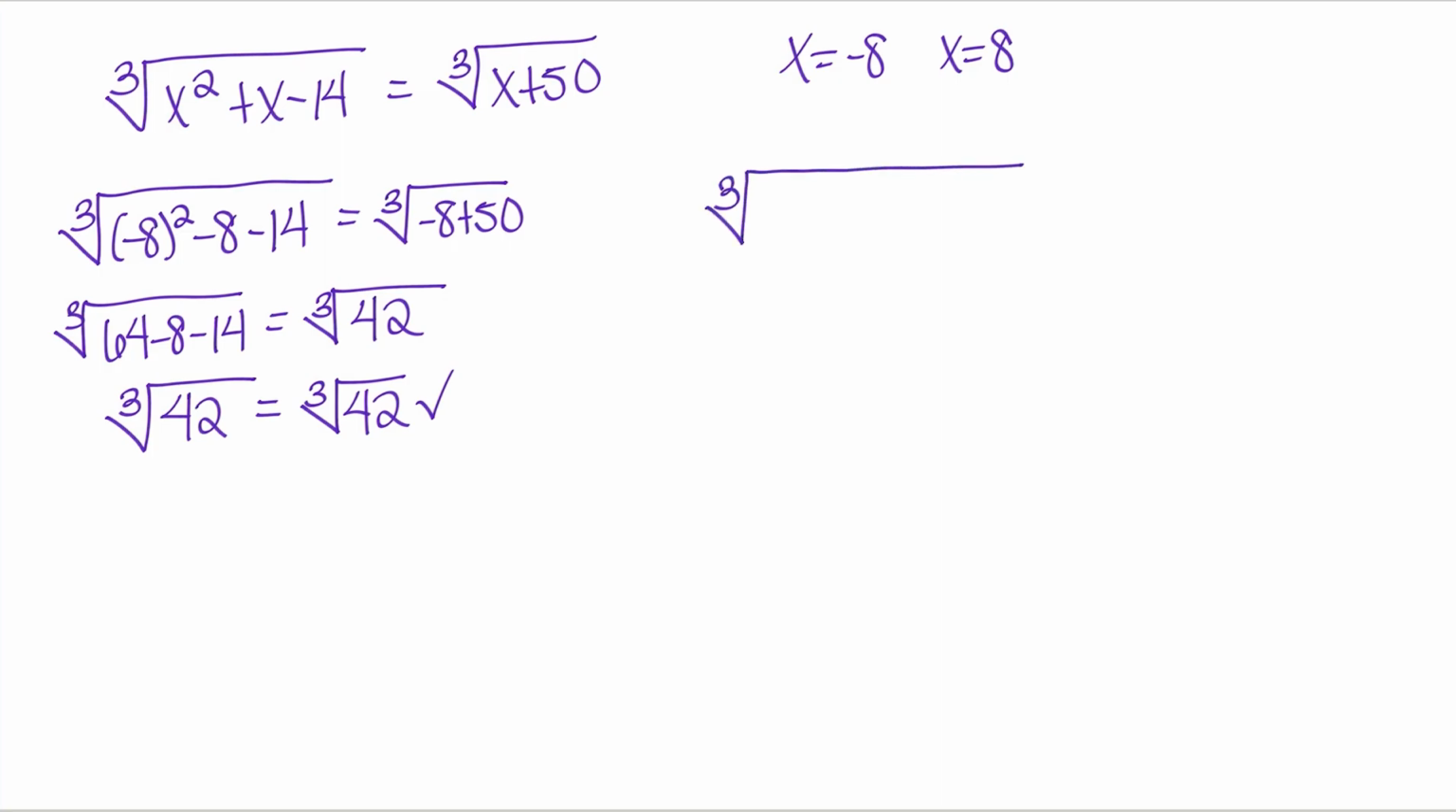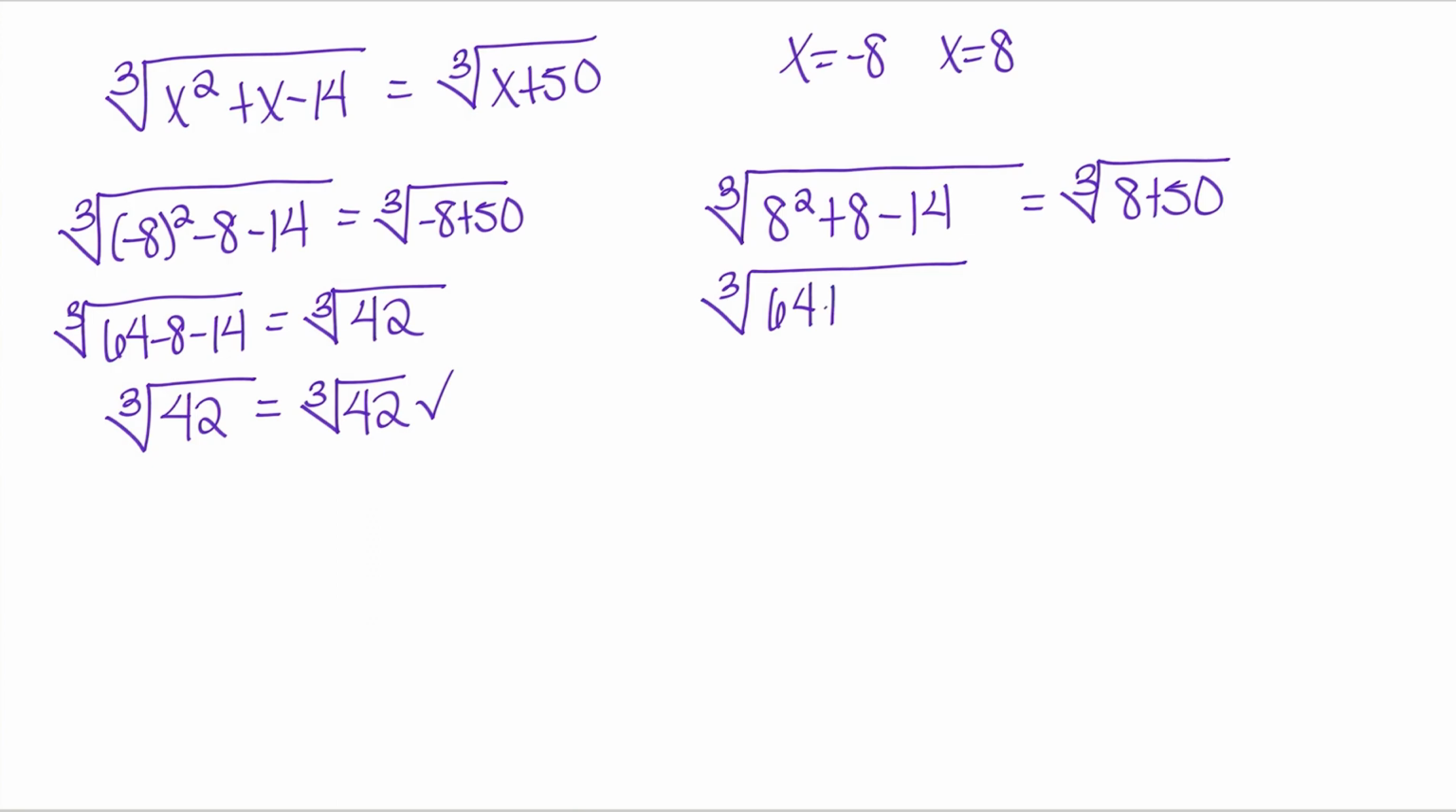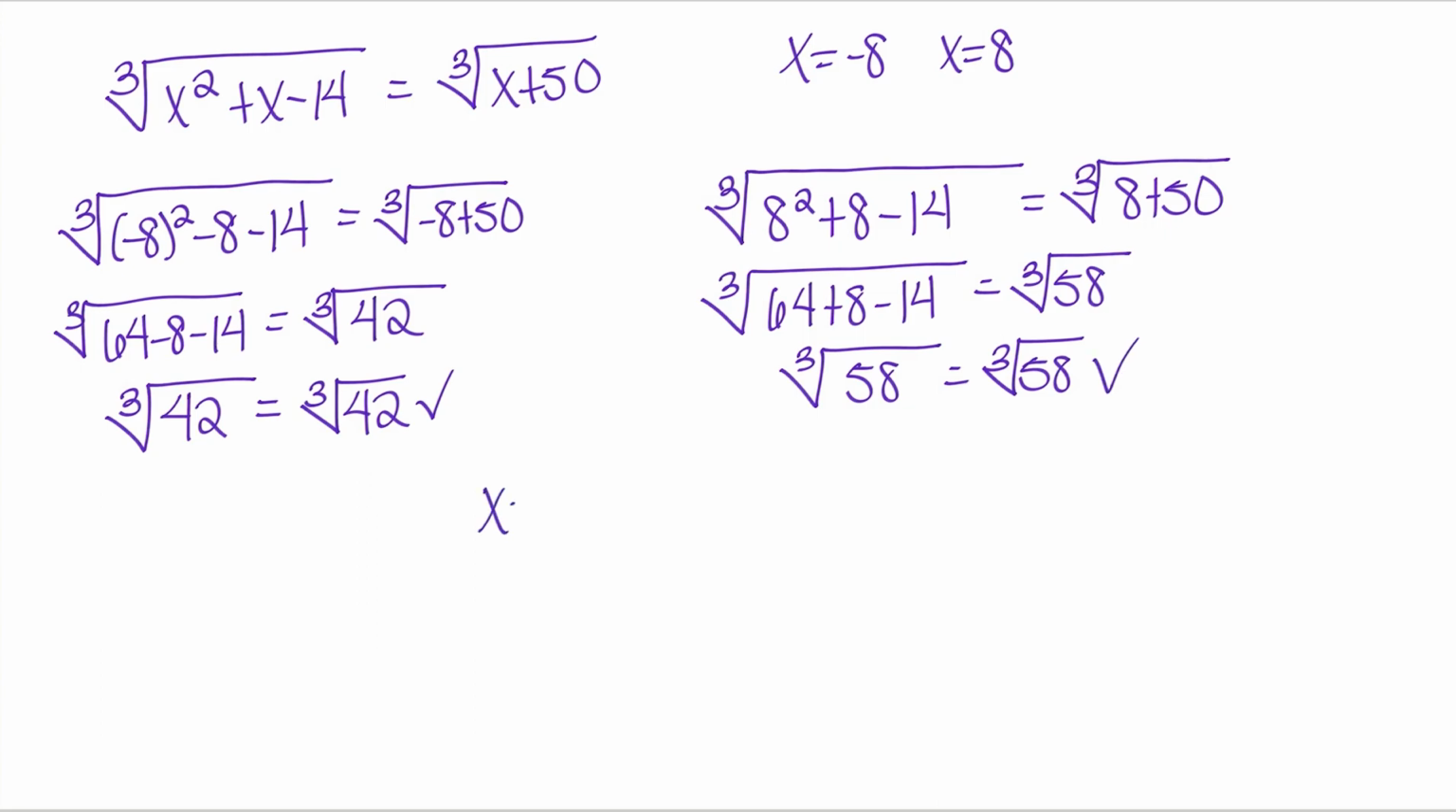This is the cubed root of 8 squared plus 8 minus 14, and we're checking if that equals the cubed root of 8 plus 50. So we have the cubed root of 64 plus 8 minus 14 equals the cubed root of 58. That is telling me that the cubed root of 64 plus 8 minus 14, which is 58, does in fact equal the cubed root of 58. So that is also true. That means that x equals negative 8 and x equals 8 are both solutions to this equation.